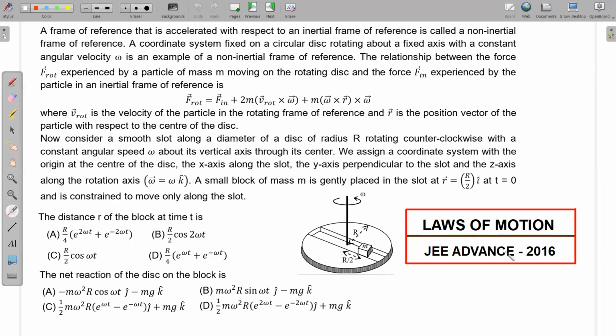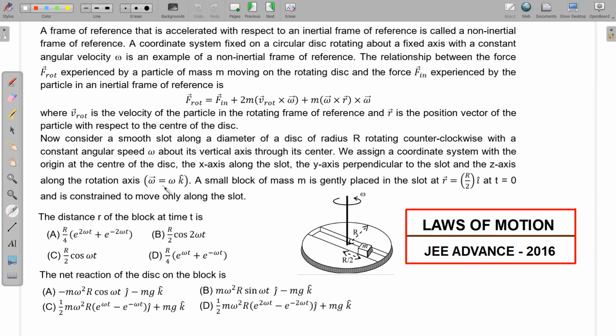So this is a question from JEE Advanced 2016 from Laws of Motion. I'm explaining the question in short: we have a disk of radius capital R, and there is a groove along the diameter of this disk, right? At t equal to 0, we gently place a block at a radial distance of R by 2 from the axis of rotation. And this system is rotating with a constant angular velocity omega.